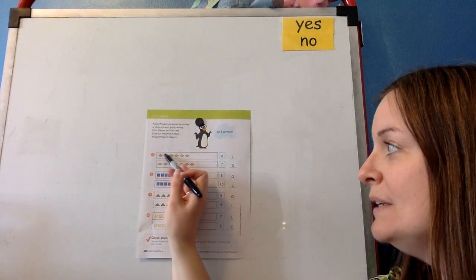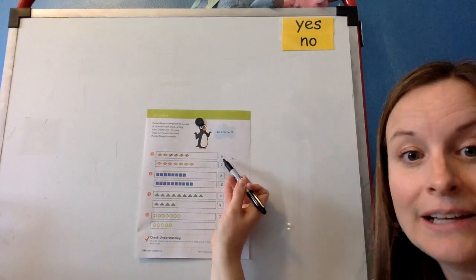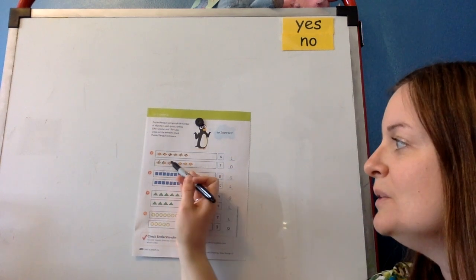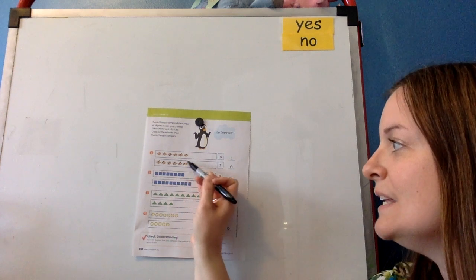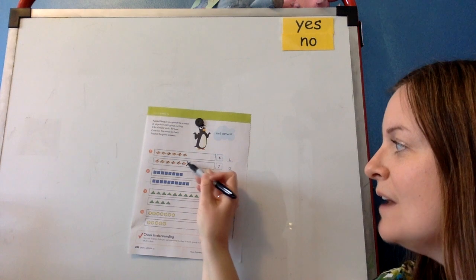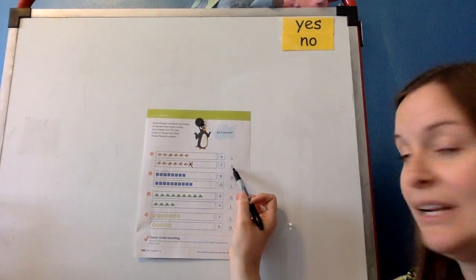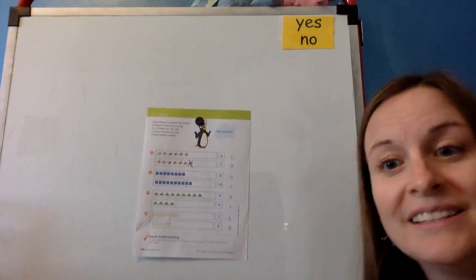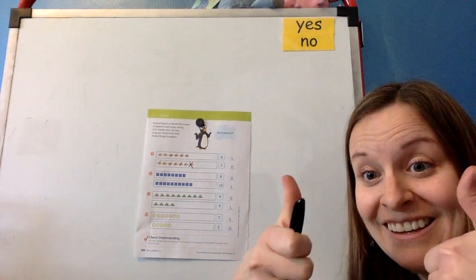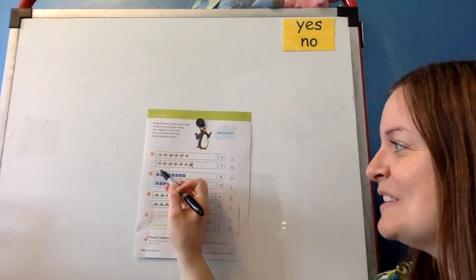So we have 1, 2, 3, 4, 5, 6. He did that correctly. 1, 2, 3, 4, 5, 6, 7. He did that correctly. We can cross off the 1 extra right there. He said 7 was greater and 6 was less. Is he right? He is. Puzzled Penguin did it right. Okay, let's look at this next one.